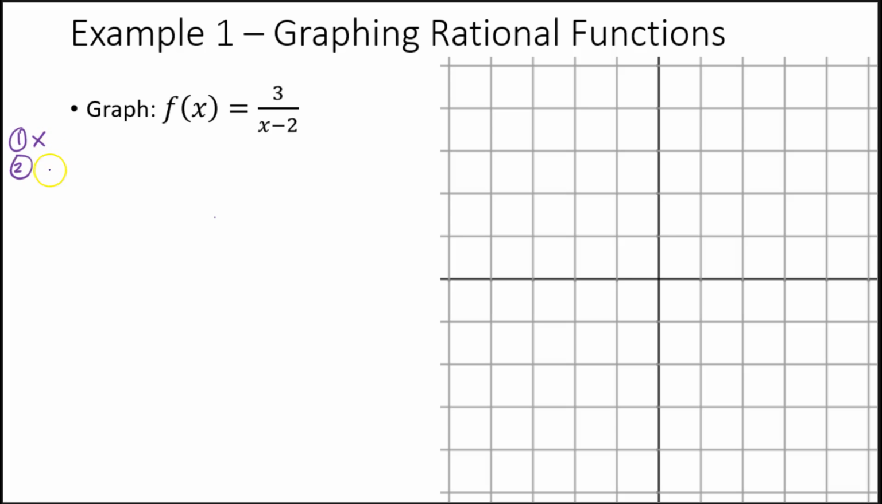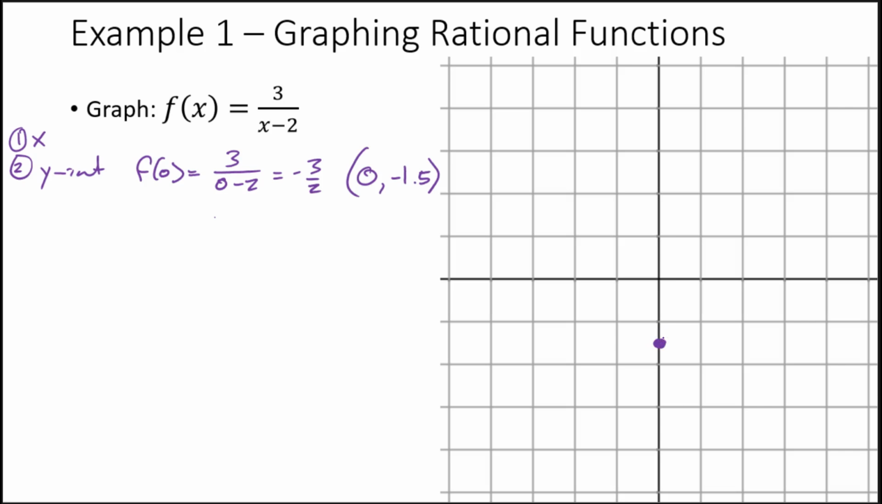Let x equal 0, so f is 0. So I'm going to actually put that this step is for our y-intercepts. So f of 0 is 3 over 0 minus 2, so we have negative 3 halves. So the point 0 comma negative 1.5. So I'm going to go ahead and plot that on my graph.